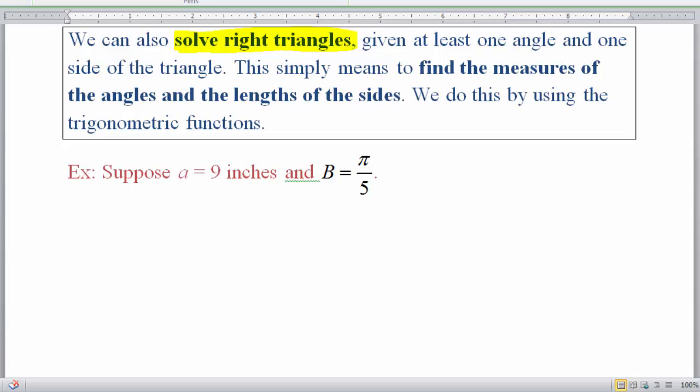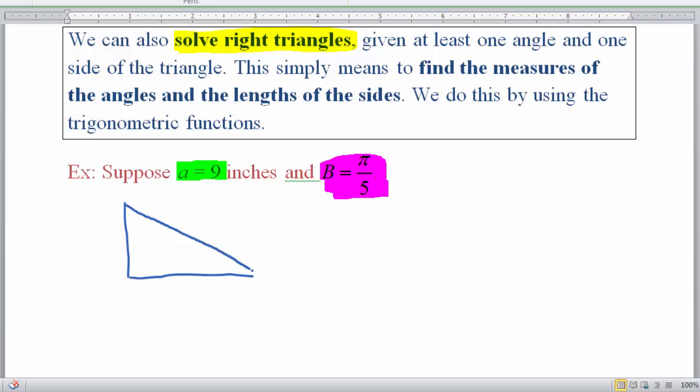Okay? So, first example here is they tell you suppose leg A is 9 inches and angle B is pi over 5 radians. So the first thing we have to do really is set up our picture accurately. So what we would do is we would draw a right triangle. There's our right angle. So that right angle there has got to be C.